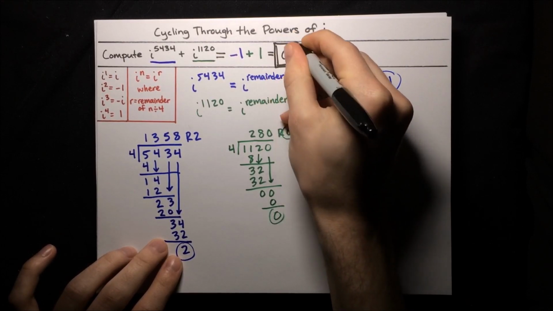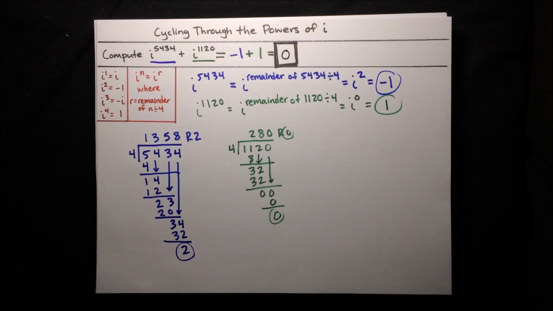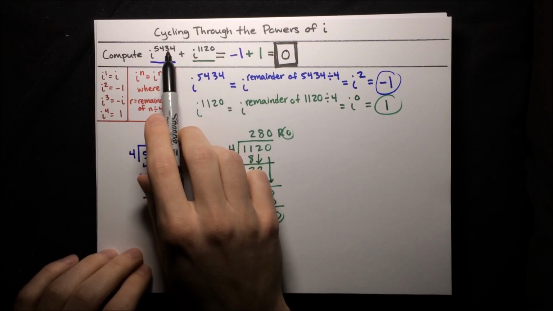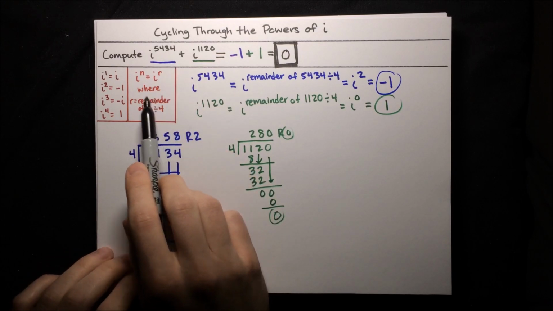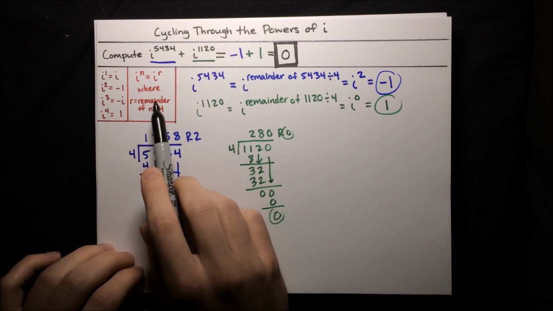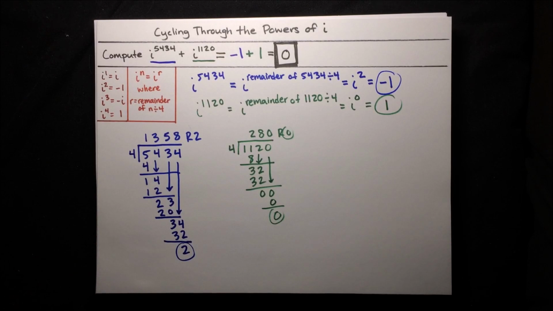Final result is 0. So now we know how to evaluate the powers of I. Even for very, very large powers, we can just use this general principle and our table of key values. And this idea will be very useful in the future as we learn more and more about complex numbers and have to do more complicated operations with them.